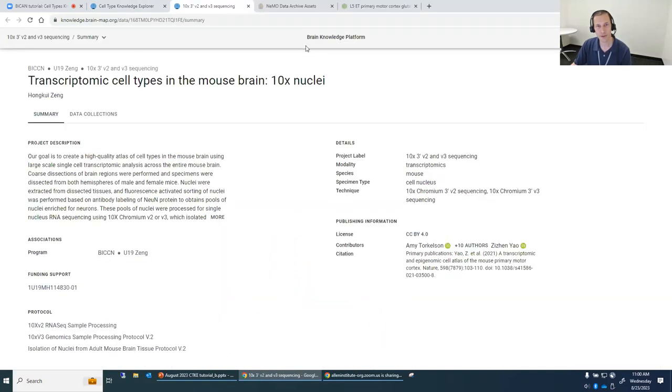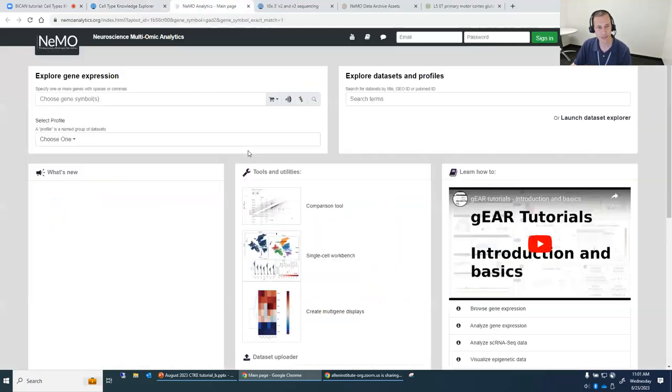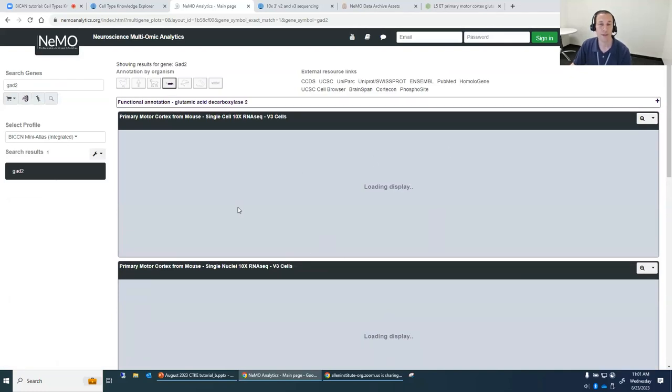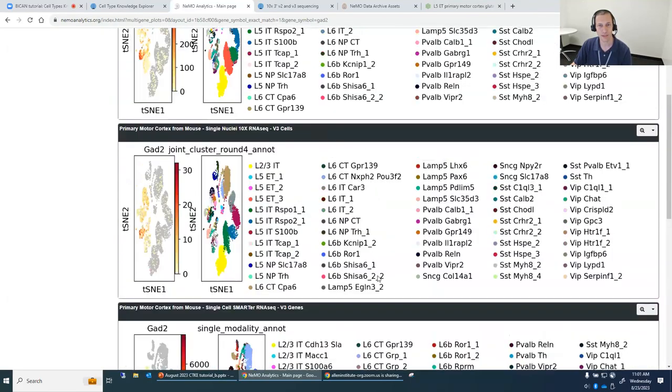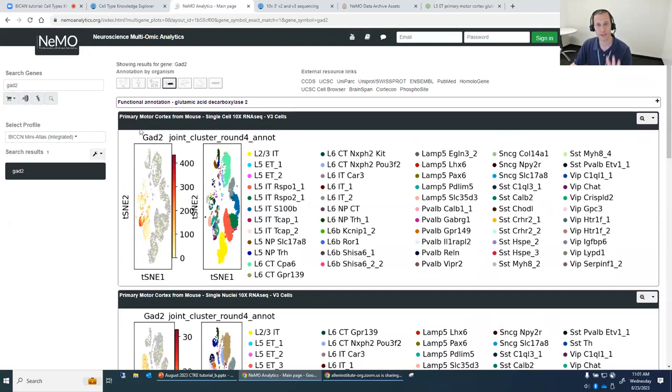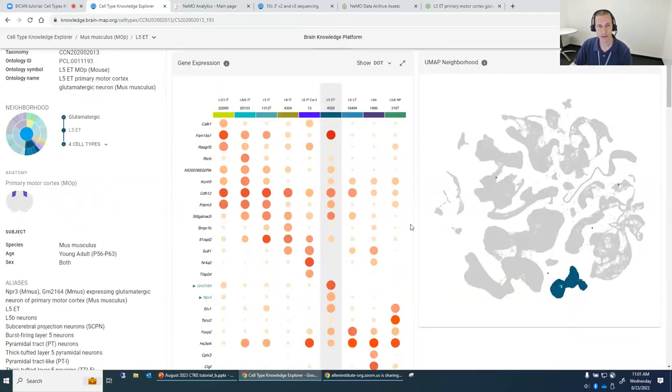This brings you back to the other part of the Brain Knowledge platform and gives you this data catalog for this particular data set that you're highlighting now from the cell type knowledge card. And then there's also a way of exploring the data, which in this case is the NEMO Analytics portal, where if you just choose a gene, it'll take you over to another way of viewing data for this gene. You can really type any gene you want in and get information about this data set in this NEMO Analytics portal. And there's a whole variety of things in here that were collected as part of the Mini Atlas project.